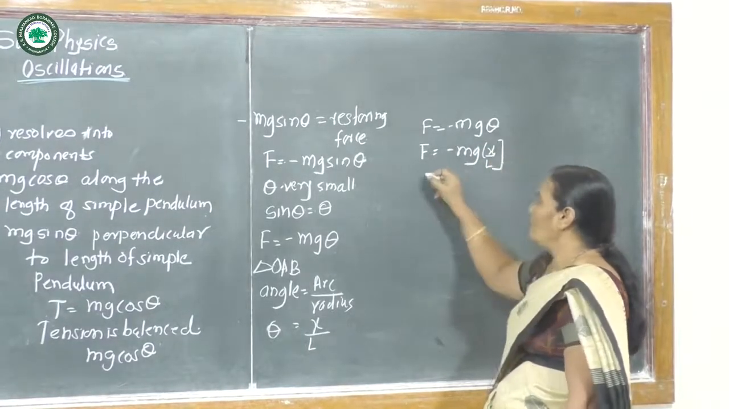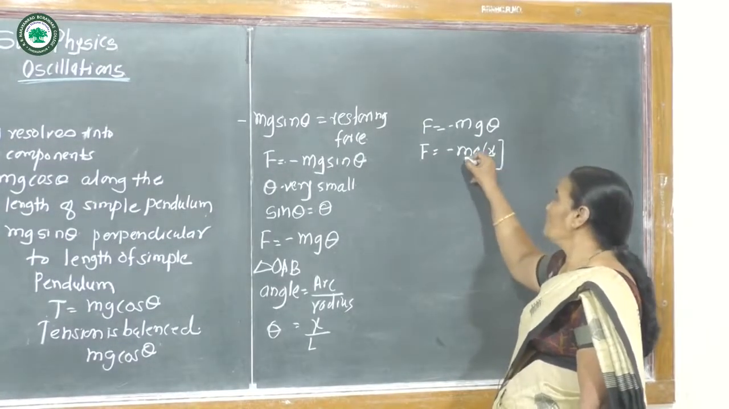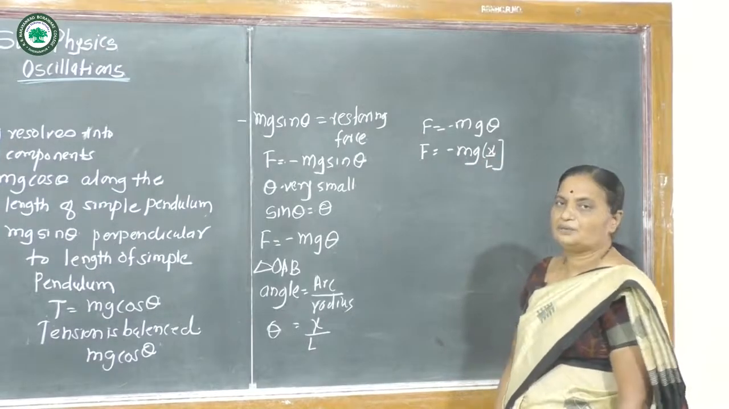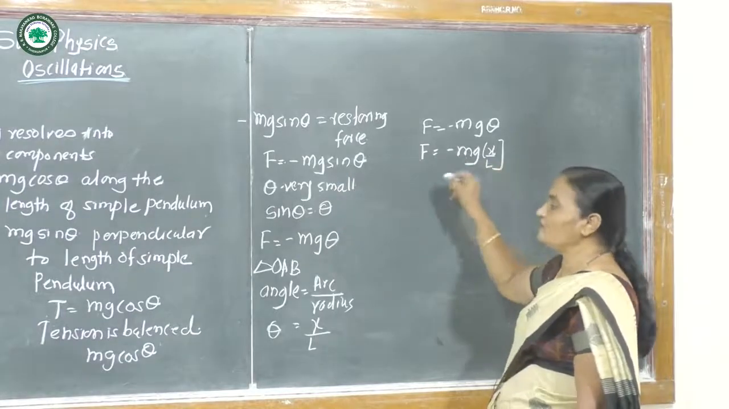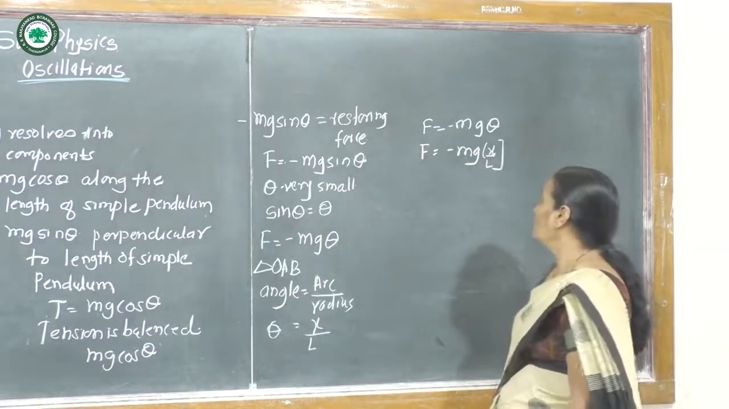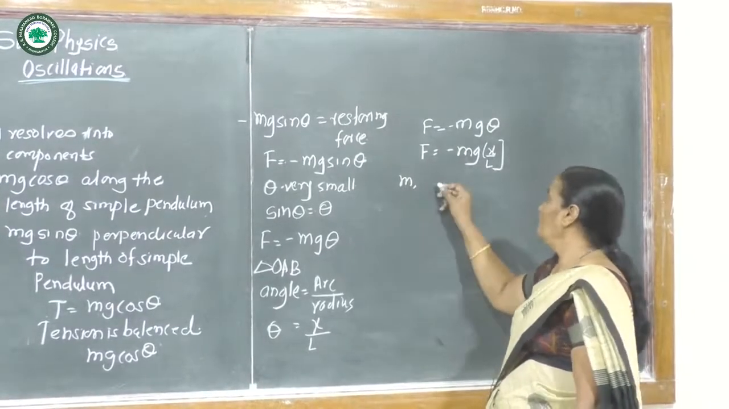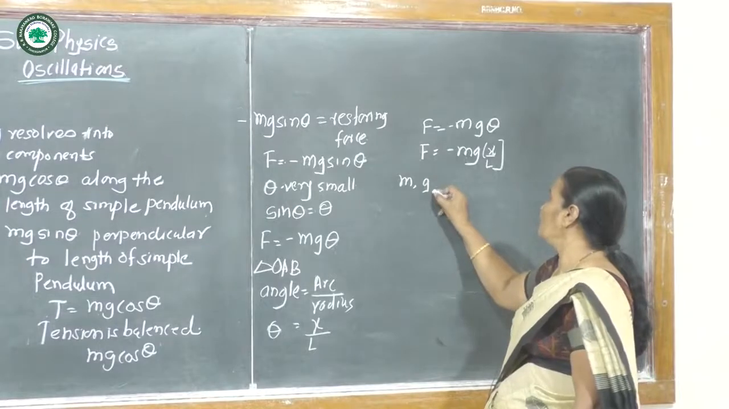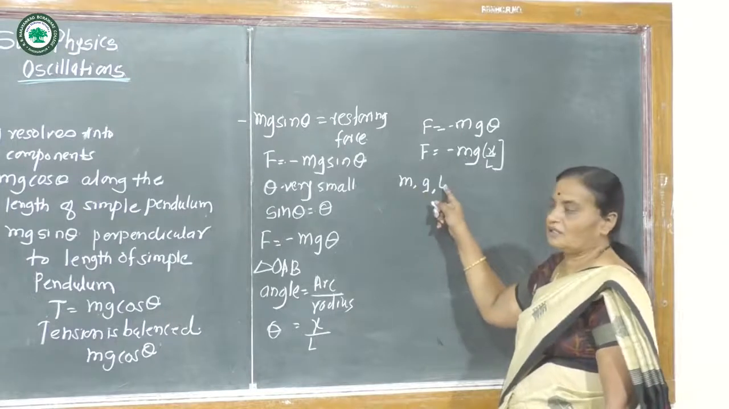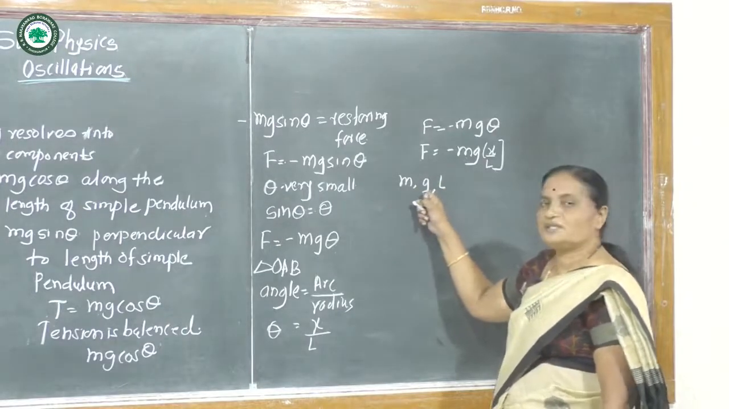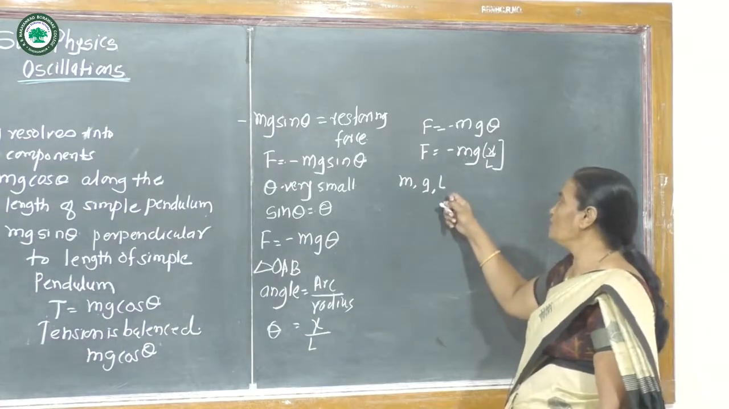X upon L, where F is the restoring force, m is the mass of the bob, g is the acceleration due to gravity, x is the arc or linear displacement, and L is the length of the simple pendulum. Now in this case, m, g and L are constant. Mass is constant, acceleration due to gravity is also constant, and the length of the simple pendulum is also constant.